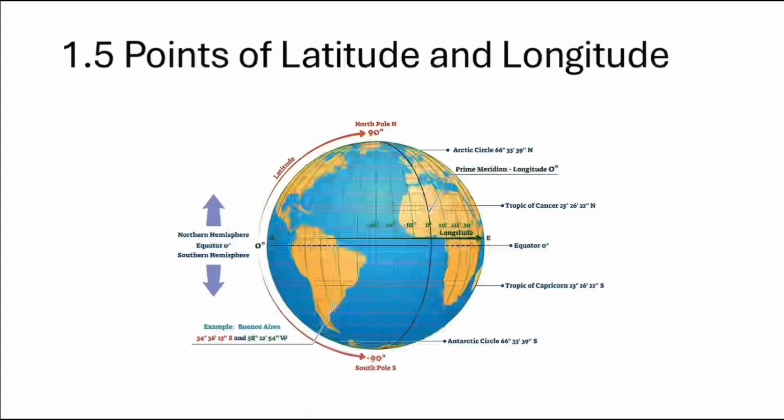The Arctic Circle is 66.5 degrees north, and the Antarctic Circle is 66.5 degrees south. The North Pole is 90 degrees north, and the South Pole is 90 degrees south. Now these lines become very important in a second.